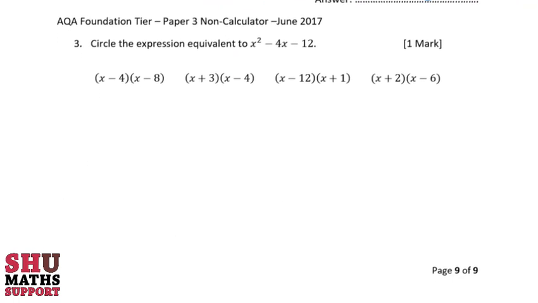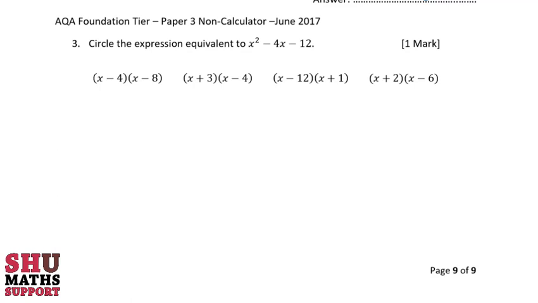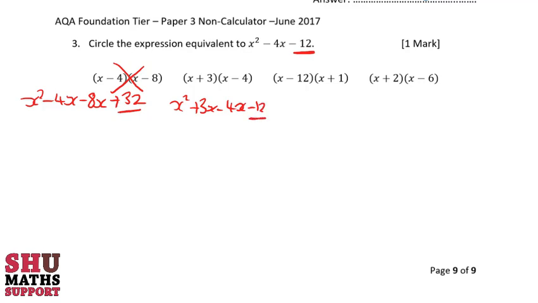The very last question asks us to circle the expression equivalent to x squared minus 4x minus 12. So basically we need to circle the factorised version of that expression. So if we expand all these brackets, we'll be able to find which one's the correct answer. So we have x times x, which is x squared, minus 4x, minus 8x, plus 32. Now straight away we have a minus 12 as our c value, not a 32, so this one's out. We have x squared plus 3x minus 4x minus 12, so we have our minus 12. 3x minus 4x is minus x, but we need minus 4x, so this one's out.